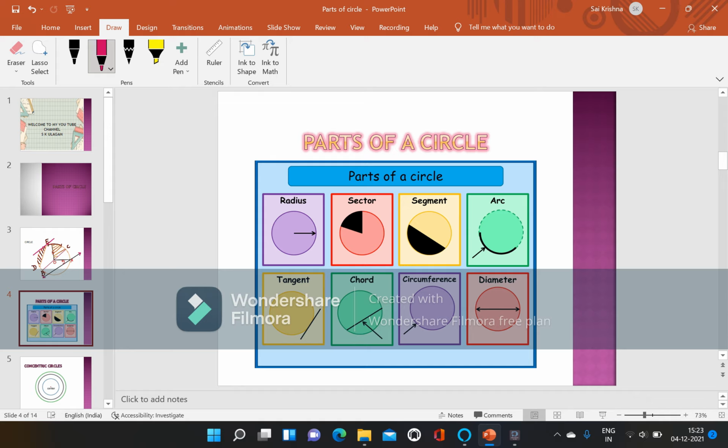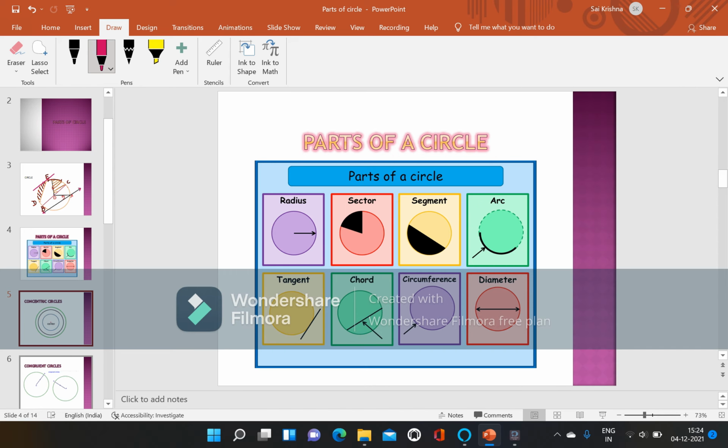And the region bound by the chord and the minor arc is the minor segment, and the remaining is the major segment. Sector: the region bound by the two radii and the minor arc is called the minor sector, and the other one is the major sector. Tangent: the line which touches a circle at a point. That is called the tangent.